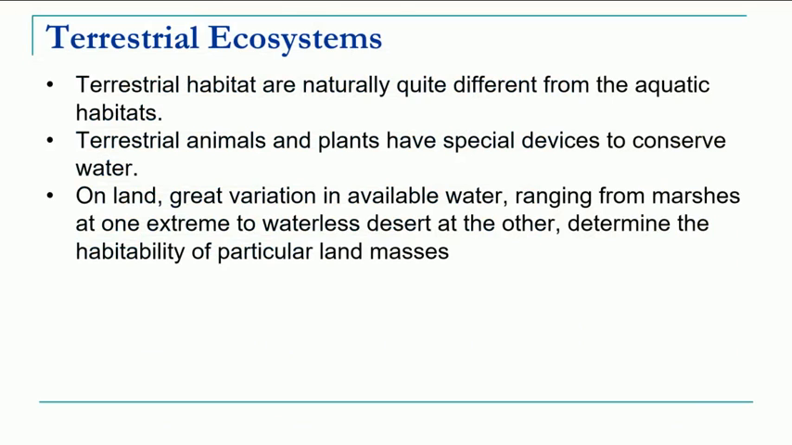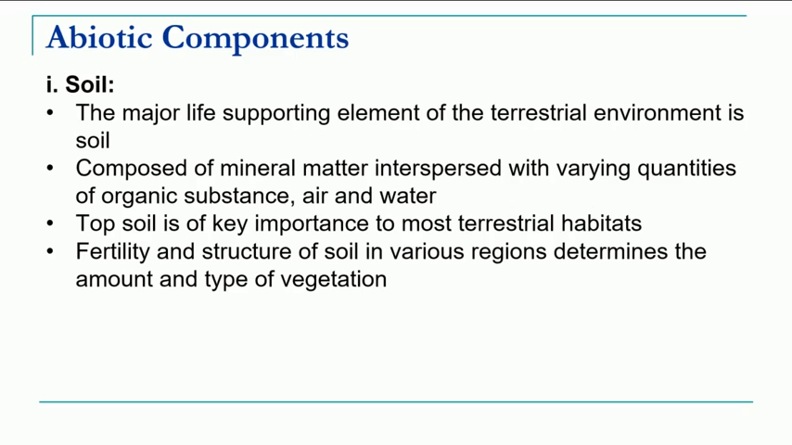Here you will find a variety of different organisms which are naturally present, and they are quite different from aquatic habitats. Terrestrial animals and plants have various mechanisms by which they conserve water. On land, there is basically a scarcity of water, so all organisms try to conserve water. Now we will see the abiotic components of a terrestrial ecosystem.